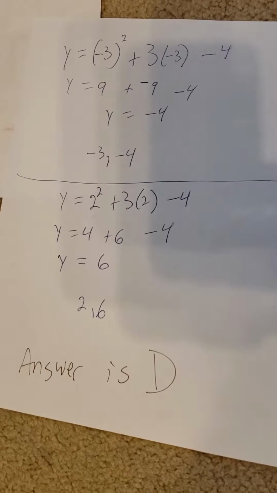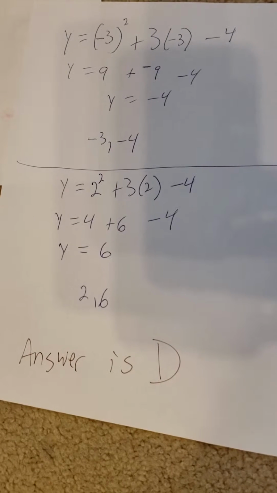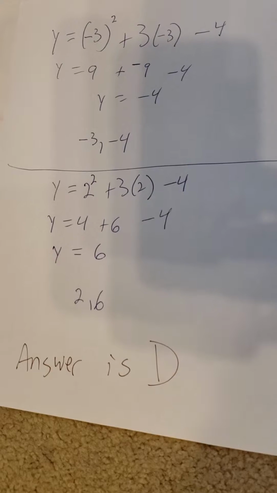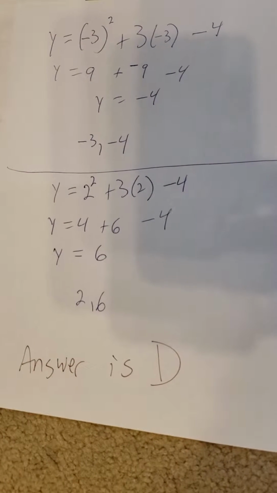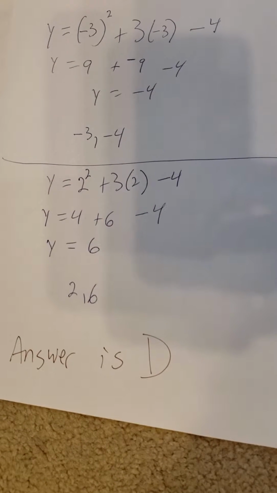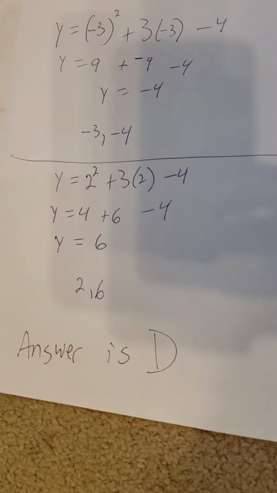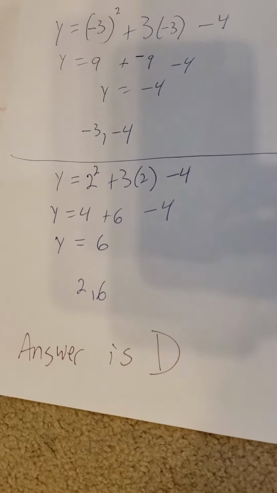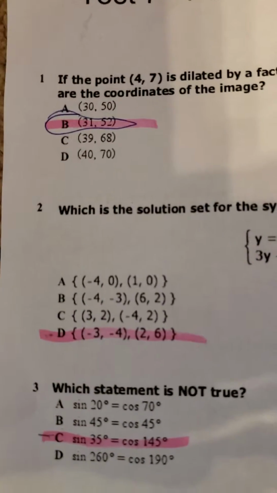Now we are going to solve for the other y using our other x. So for this one, it will be y equals 2 squared plus 3 times 2 minus 4, which is going to give us y equals 4 plus 6 minus 4, which will equal y equals 6. So if x is equal to 2, y is equal to 6. Therefore, our answer is D.